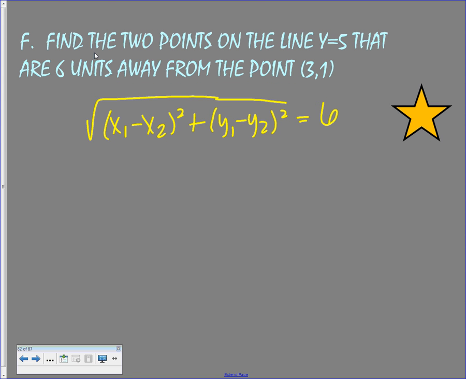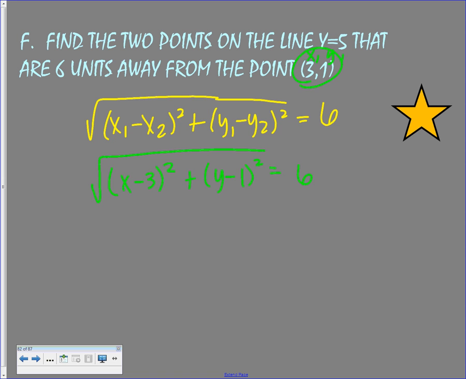Okay, so I also know that I have the point 3,1. So what I can do is plug that in for my x1 and my y1. So instead of x1, I will now have 3, so then I've got 3 minus x. Or I could plug it in for my x2, which will look a little nicer and doesn't really change anything. So let's go x minus 3 squared, and then I'll have y minus 1 squared to equal 6.